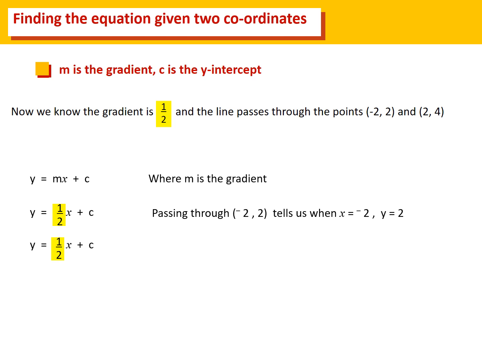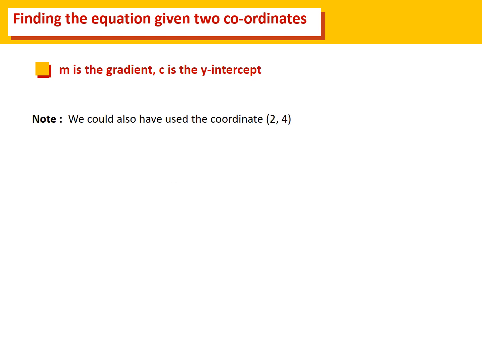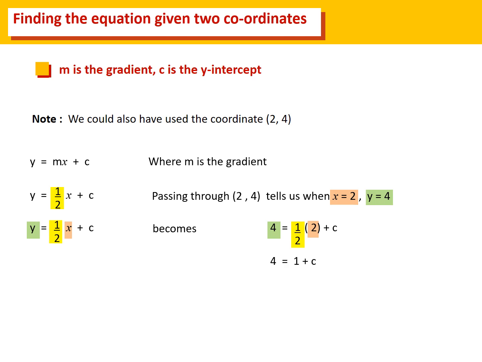So when we substitute the value for x and y into our equation, the green value there, that's the y value given to us. The orange value is the x value given to us, and that enables us to find c, which on this occasion is 3, and that's our final equation, y equals a half x plus 3. Our equation would still have been y equals a half x plus 3.